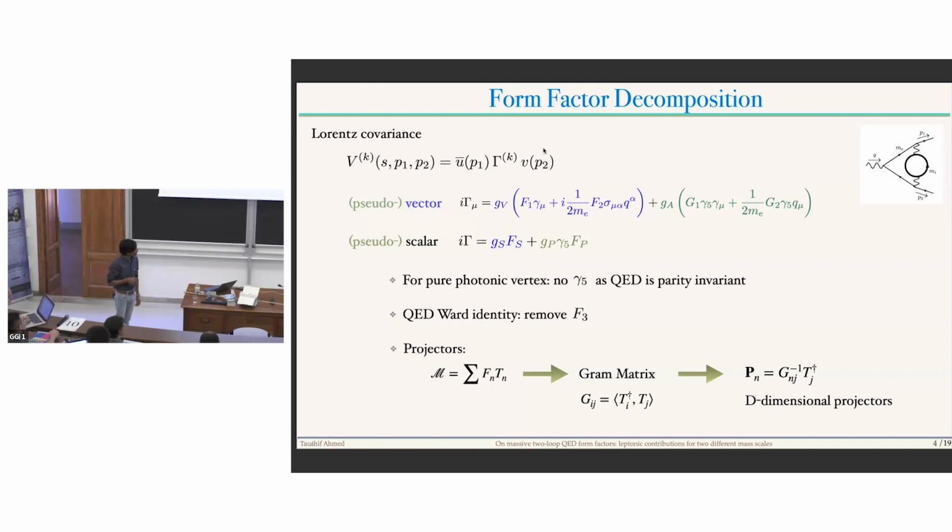And once you make the Lorentz decomposition, then you can construct the projectors. Essentially, you have all the independent Lorentz structures, you calculate the Gram matrix, and then you construct the projector. And this projector one can construct in D dimension, or in 4 dimension, because there are certain issues about whether people should compute the projector exactly in D dimension by looking at all the structures which are independent in D dimension, or whether looking at only 4 dimensions will be sufficient.